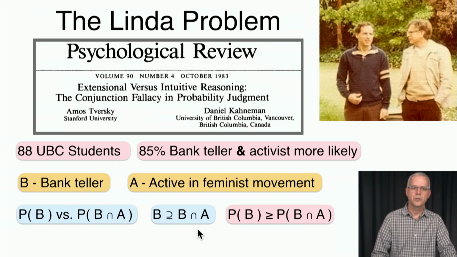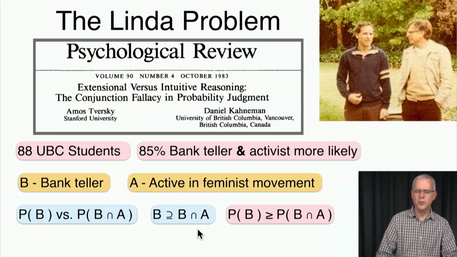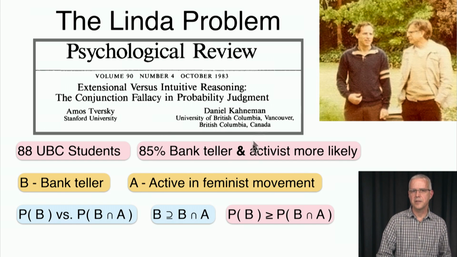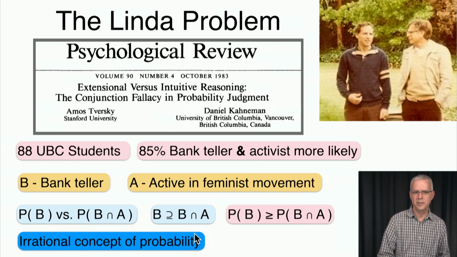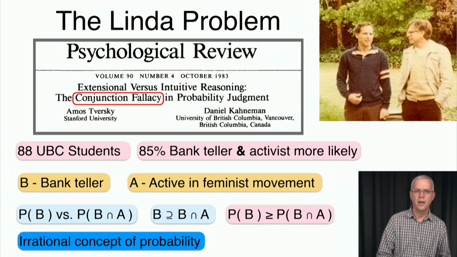Okay, so Tversky and Kahneman used this to suggest that maybe the way we think about probabilities is a little bit irrational, that humans have an irrational concept of probabilities. And they actually studied not just this problem, they studied a whole bunch of problems. They call this phenomenon the conjunction fallacy, and they showed other examples of it.